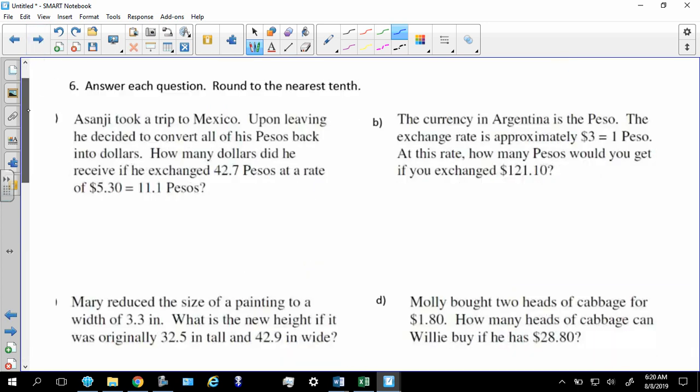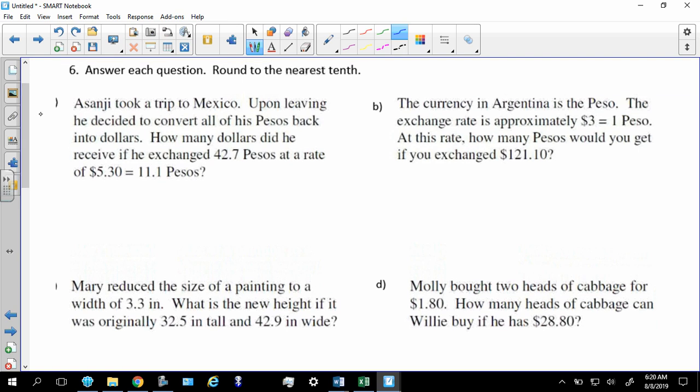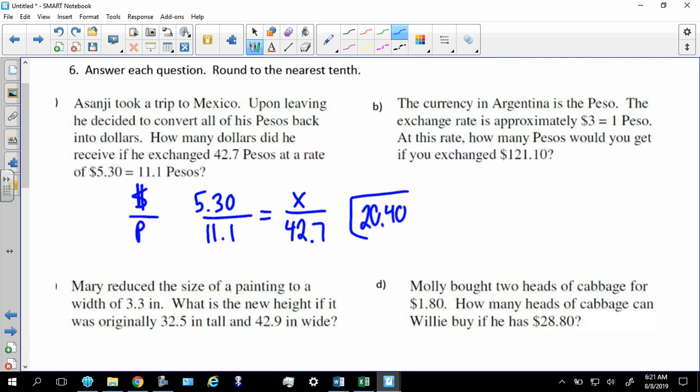All right, question number 6. These are some basic proportion questions. And so for 6, I guess that would be 6A. I took a trip to Mexico. It's going to be a pesos over dollars. I'm just going to put dollars over pesos. Why? Something has to go first. So I'll set up the proportion as 530 over 11.1 is equal to x over 42.7. And then cross multiply and solve. You get 2040. There's your answer.